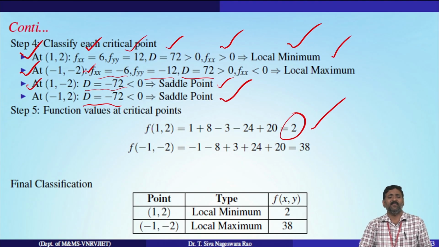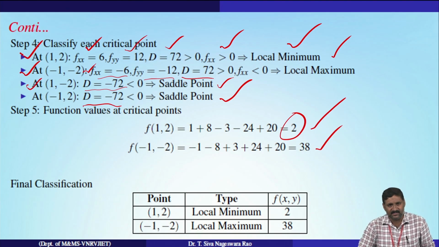Similarly, at another point minus 1 comma minus 2 we will have maximum value. So substitute this point into the given function, in place of x with minus 1, y with minus 2, you will get 38 as the value, which is the maximum. So this is the procedure of how to find maximum value or minimum value or neither maxima nor minima from the given function. Again I am repeating the procedure.